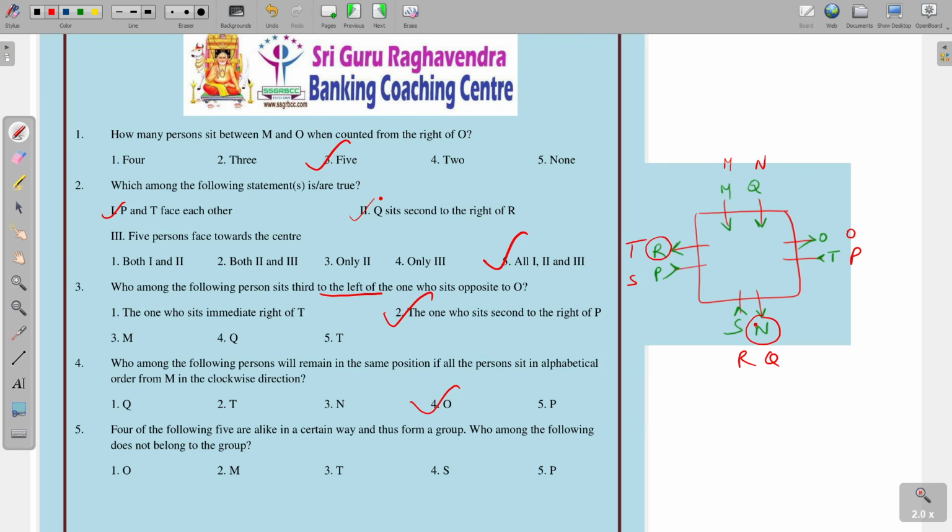4 of the following 5 are alike in a certain way. Who among the following does not belong to the group? So O is facing outside, M inside, T is inside, S is inside and P is also inside. What is the answer? O is the odd one out.